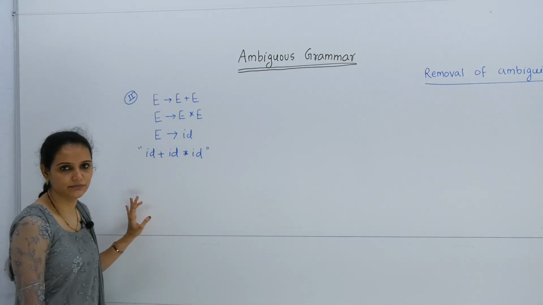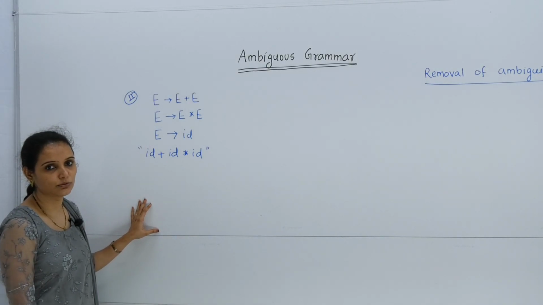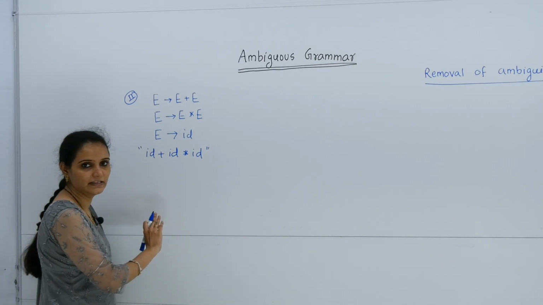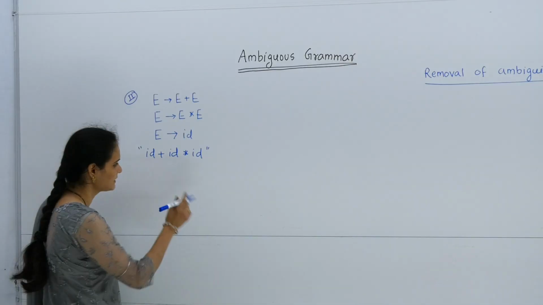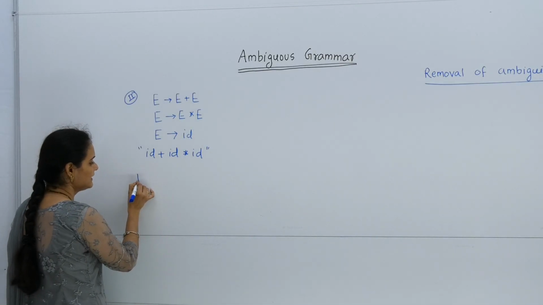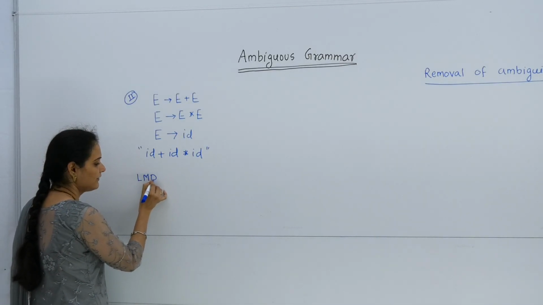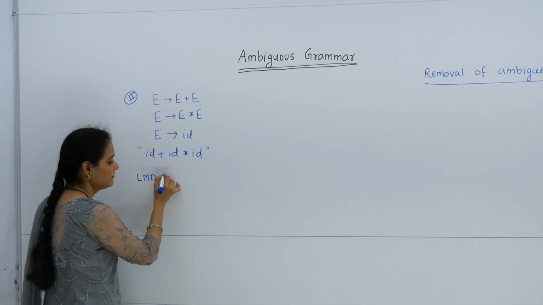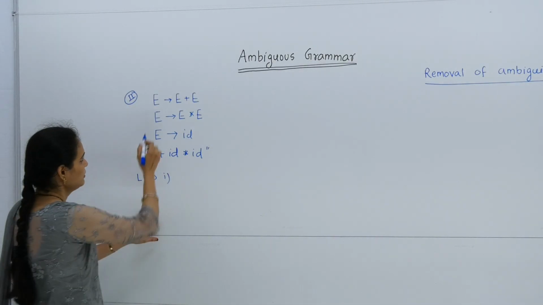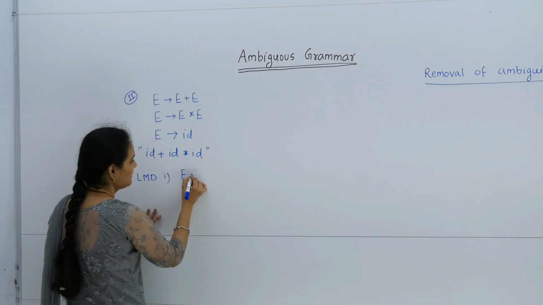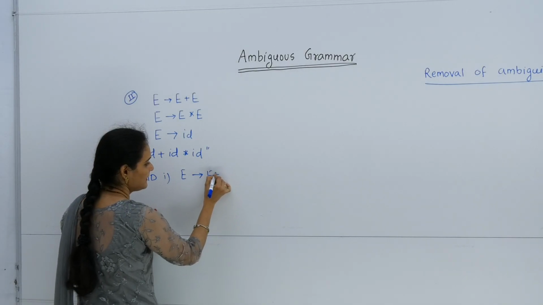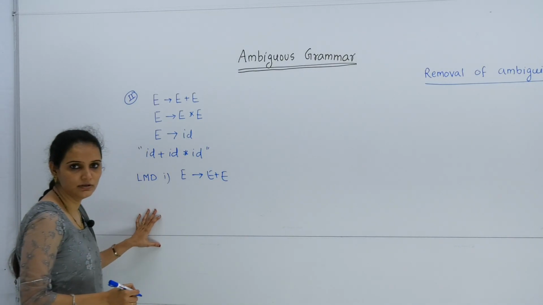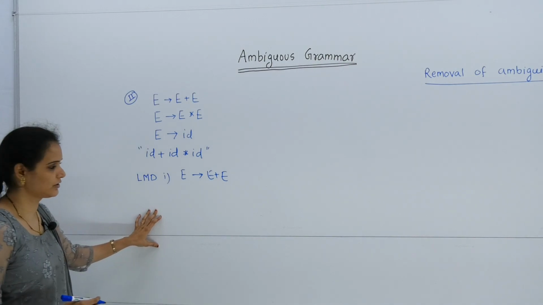So in today's video we are going to see how to remove the ambiguity also. First we'll see whether the given grammar is ambiguous or not. Suppose I am using the leftmost derivation first way. So suppose E produces E plus E. We are going to start with that particular production rule.